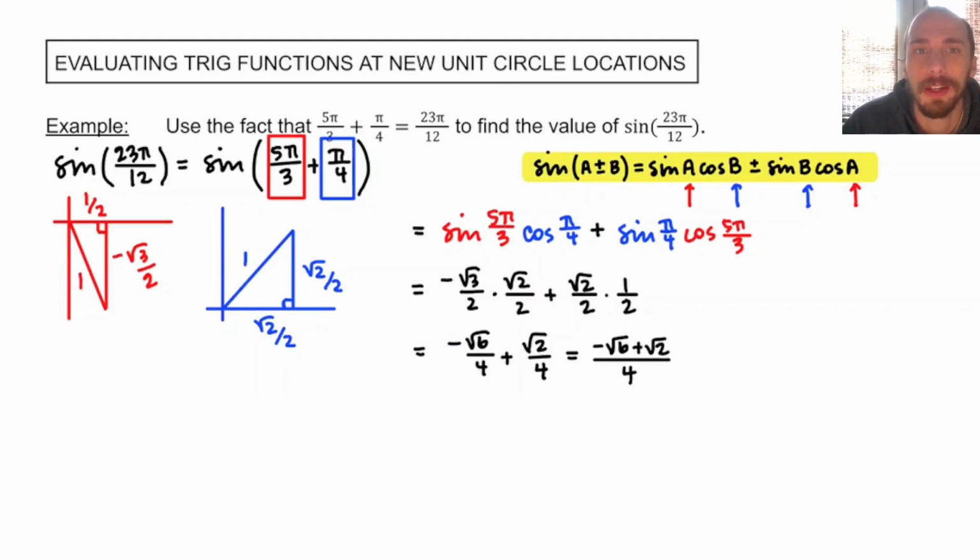And you'll see that's not a surprising answer with this type of problem. It's almost always some kind of combination of root 2 and root 6 divided by 4.